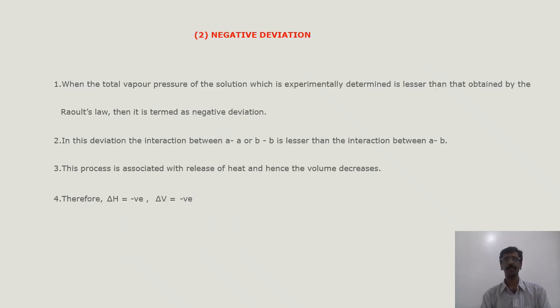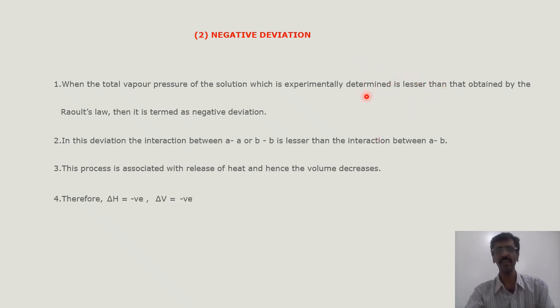Now, the negative deviation, as the name suggests, is going to be opposite to that of positive deviation. So when the total vapor pressure of the solution, which is experimentally determined, is less, can you just check it out over here? It's less. There it was greater because it was positive. So here it is less than that obtained by Raoult's law, and then it is termed as negative deviation. Okay, so greater has to be changed to less.